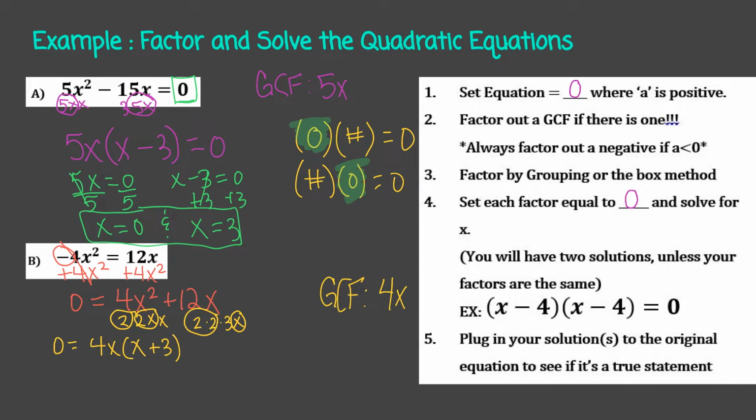All right, I don't have a quadratic left over, so now I'm going to set both of those factors equal to 0. So we've got 4x equals 0, and we have x plus 3 equals 0. Go ahead and solve those. I would divide by 4, so x would be equal to 0, and I would subtract 3, so x would be equal to negative 3. So those are our solutions, and there you go.